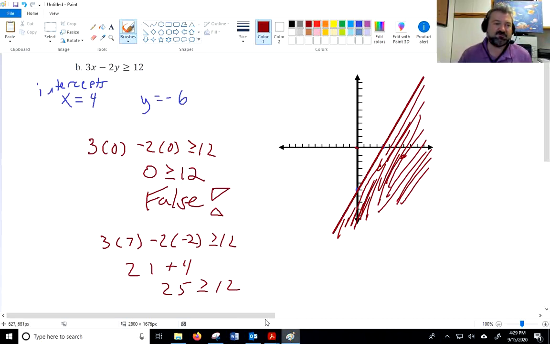So two different ways to accomplish the same thing. You can either solve it for y, or you can test regions. I kind of go back and forth.